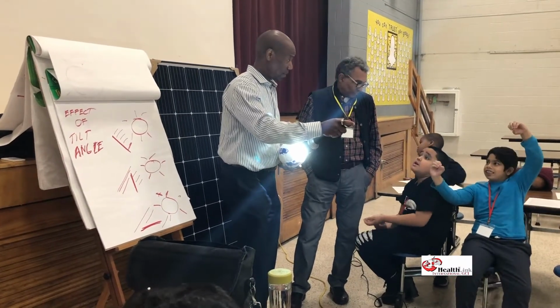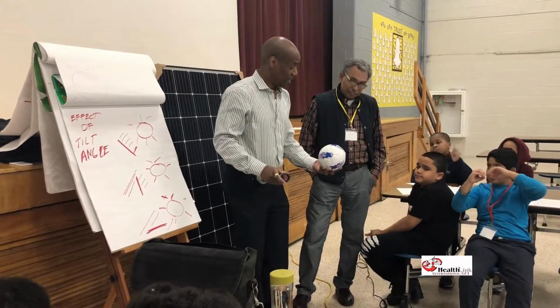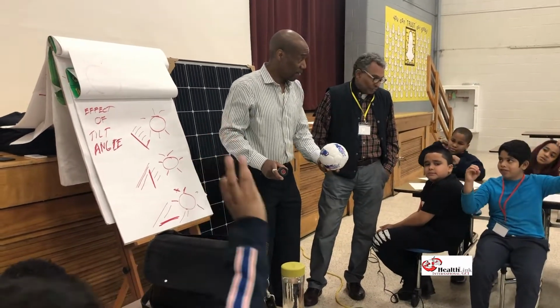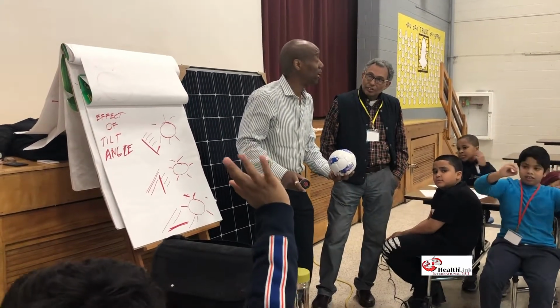So technically this is the sun and this is the Earth. The Earth spins on an axis at more than a thousand miles per hour. But in the summertime, it leans more towards the sun. In the wintertime, it leans away, so it's going to be colder.